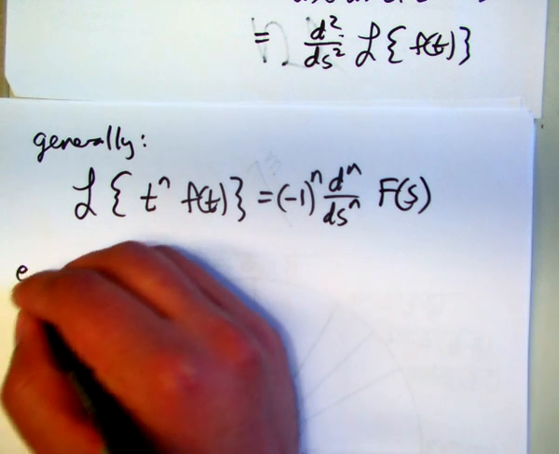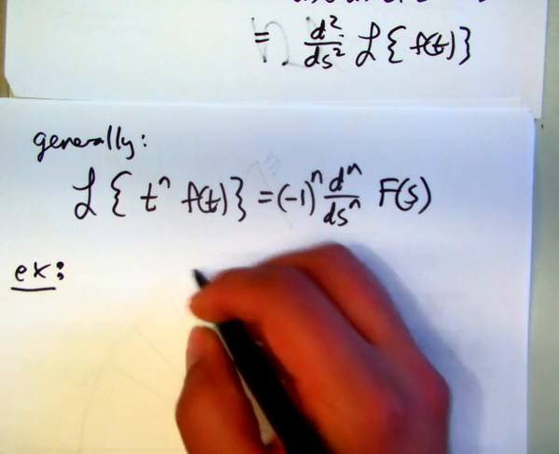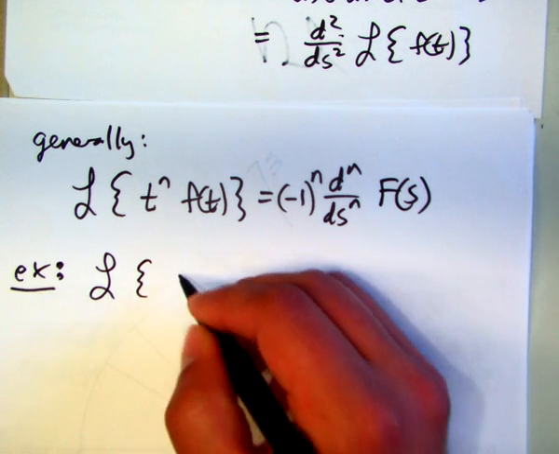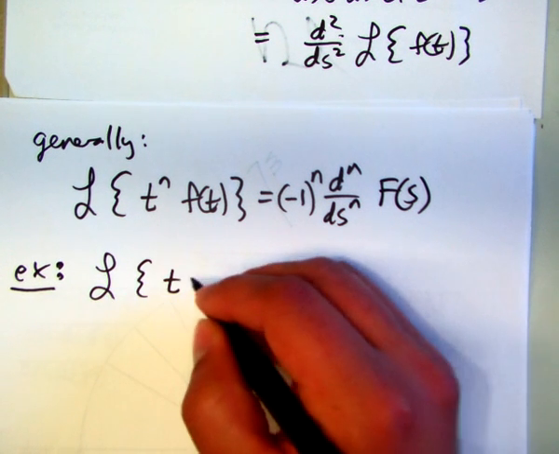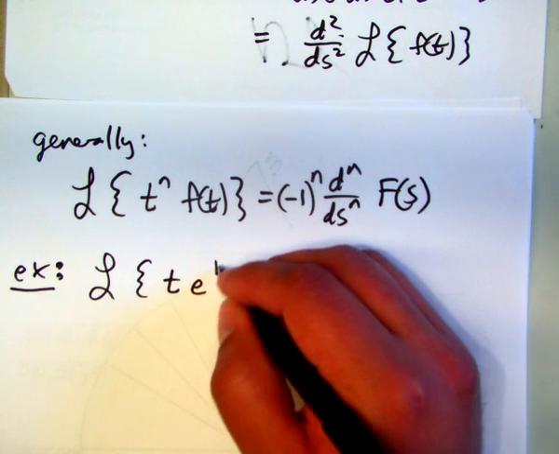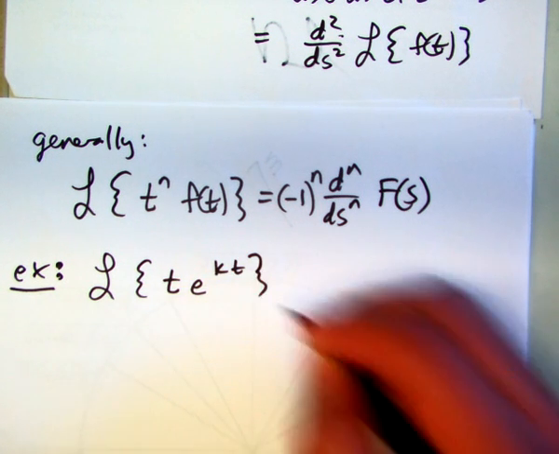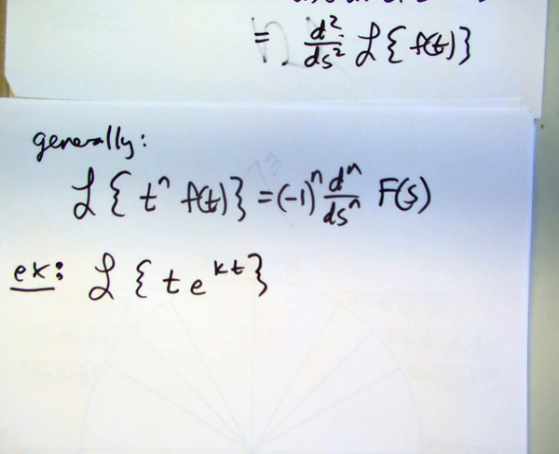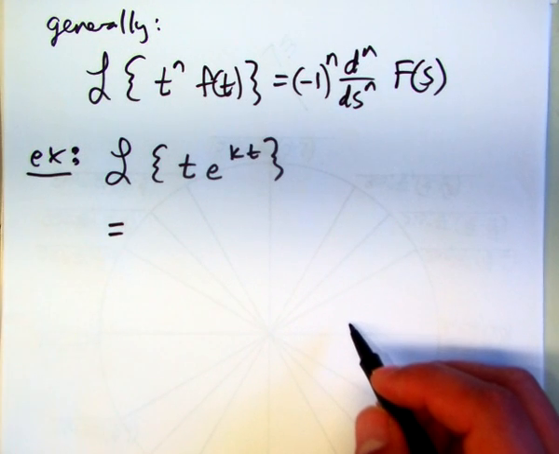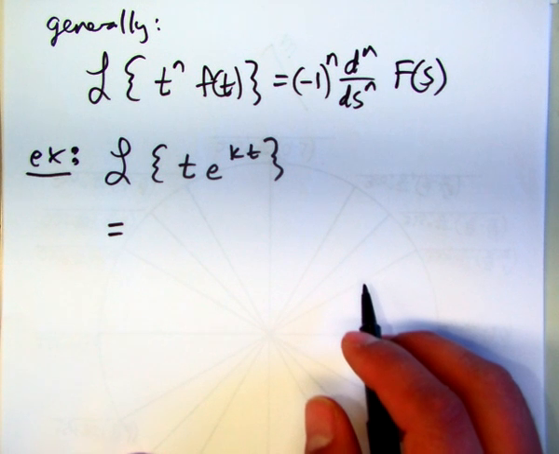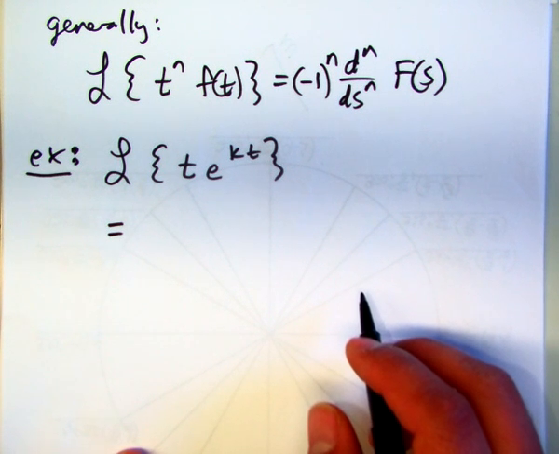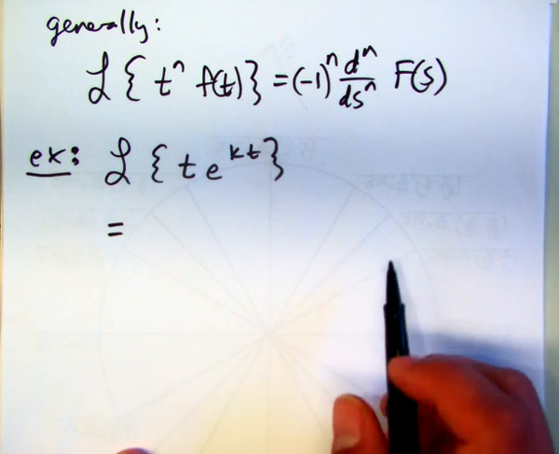So here's an example. Let's say we have the transform of t e to the minus kt. Sorry, say that louder. I thought it was negative k to the kt, but right.